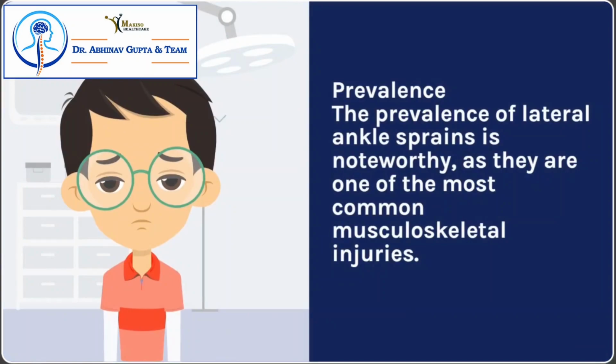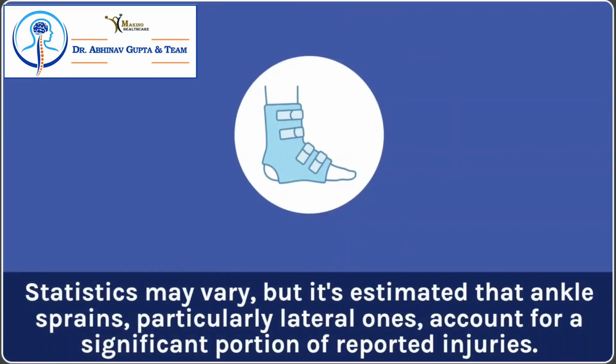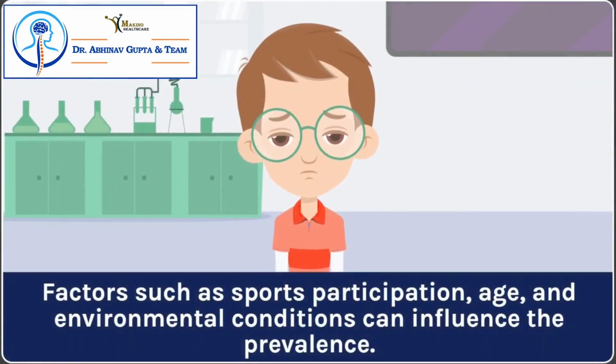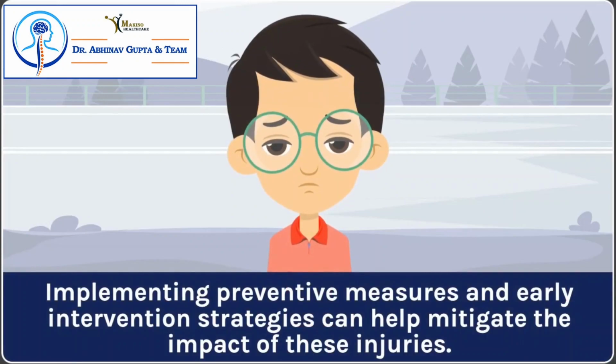Prevalence. The prevalence of lateral ankle sprains is noteworthy, as they are one of the most common musculoskeletal injuries. Statistics may vary, but it's estimated that ankle sprains, particularly lateral ones, account for a significant portion of reported injuries. Factors such as sports participation, age, and environmental conditions can influence the prevalence. Implementing preventive measures and early intervention strategies can help mitigate the impact of these injuries.